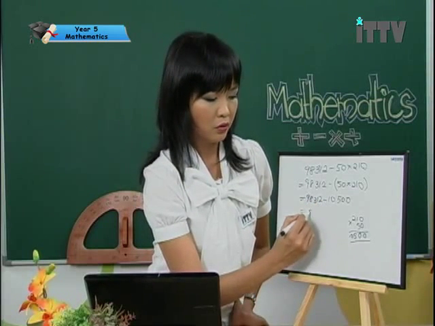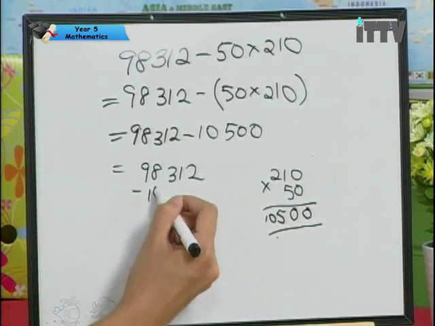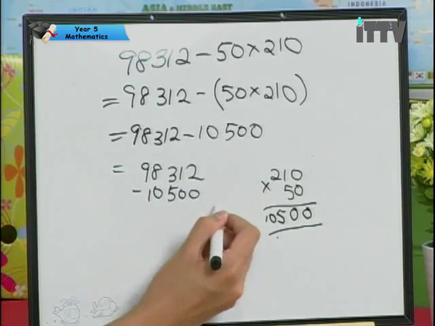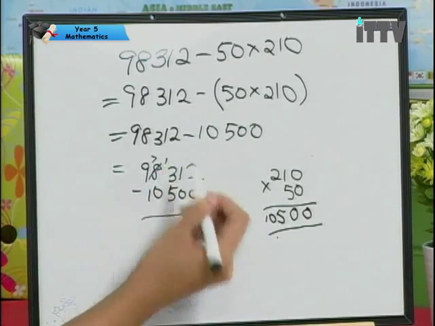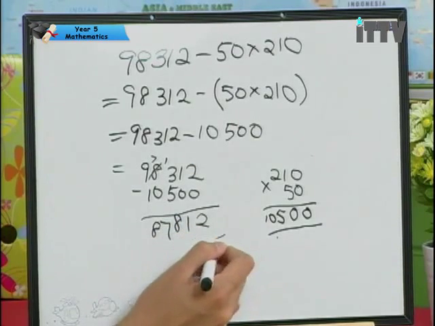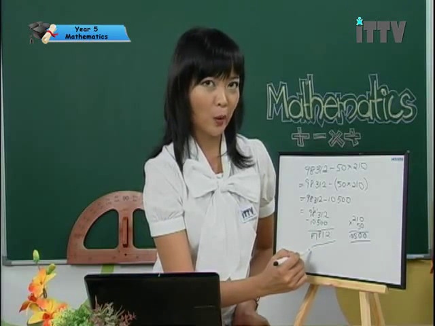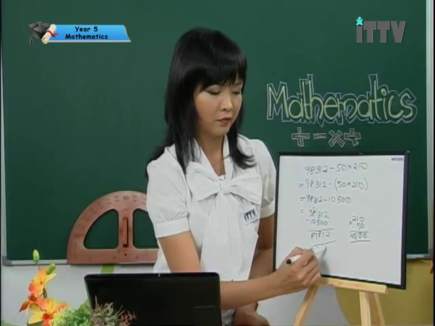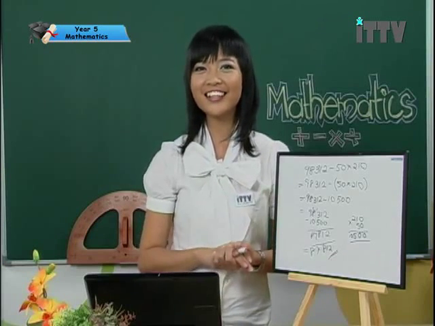Let's continue. Write it in vertical form. 98,312 minus 10,500. What does it give me? 87,812. That is the answer. Pretty simple, right?